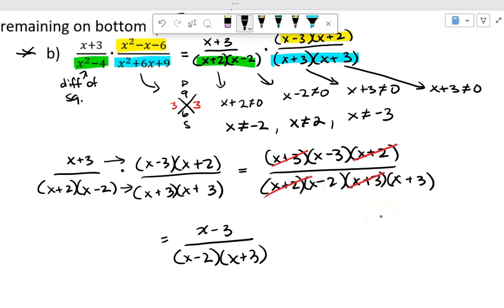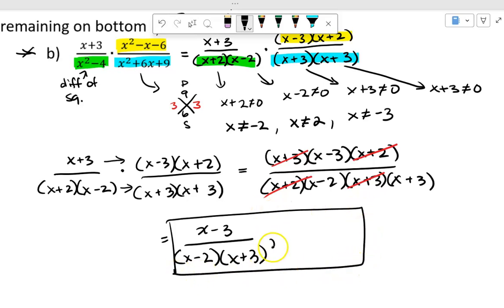I cannot do any more simplification at all. So my final answer will be this. However, it does need to include the fact that x cannot equal negative 2, positive 2, or negative 3. And that was a very important step in this problem.